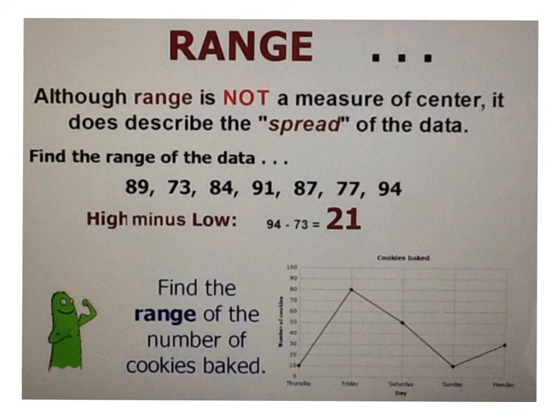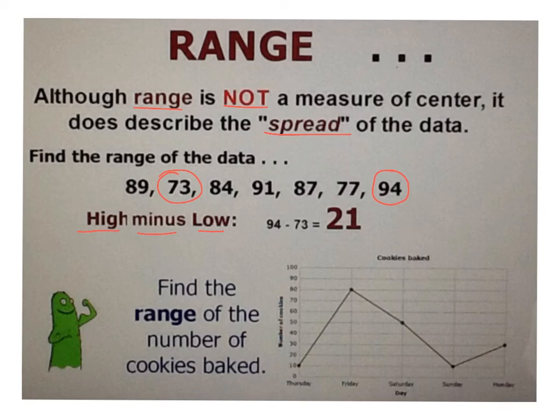And now, last but not least, is the range. Although the range is not a measure of center, it does describe the spread of the data, like how far apart is our data. So when we look at finding the range of the data, we take the high minus the low. And if you look at our data set, the highest number is 94 and the lowest number is 73. 94 minus 73 gives you 21. So that's a pretty big range.